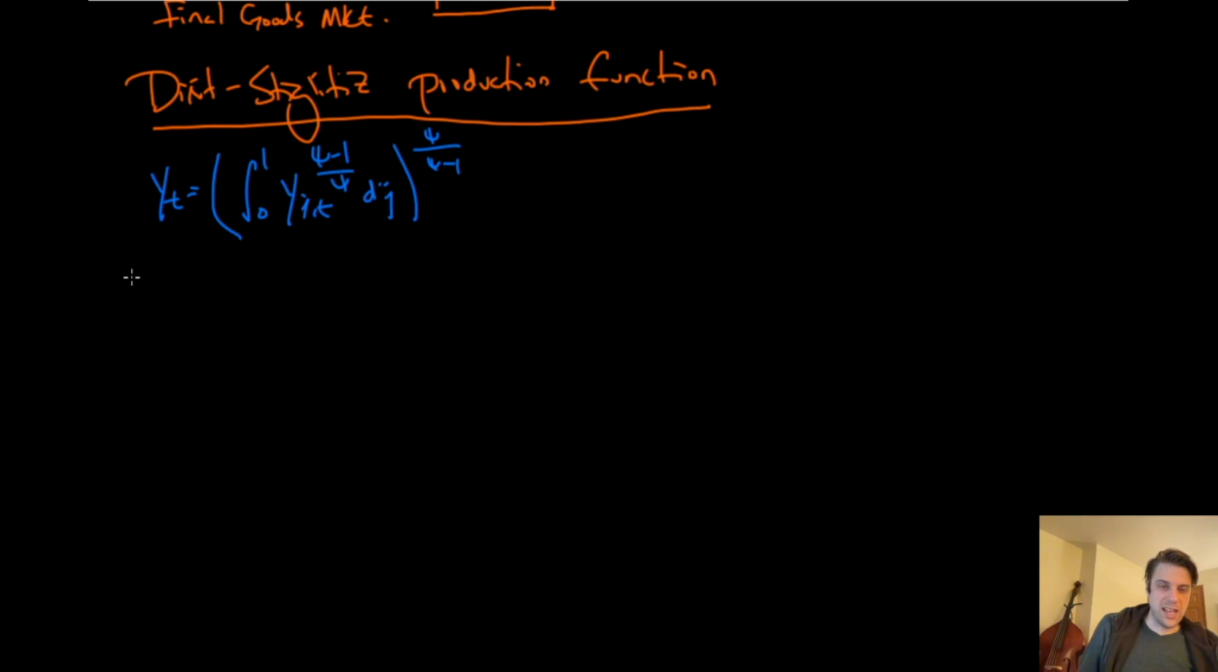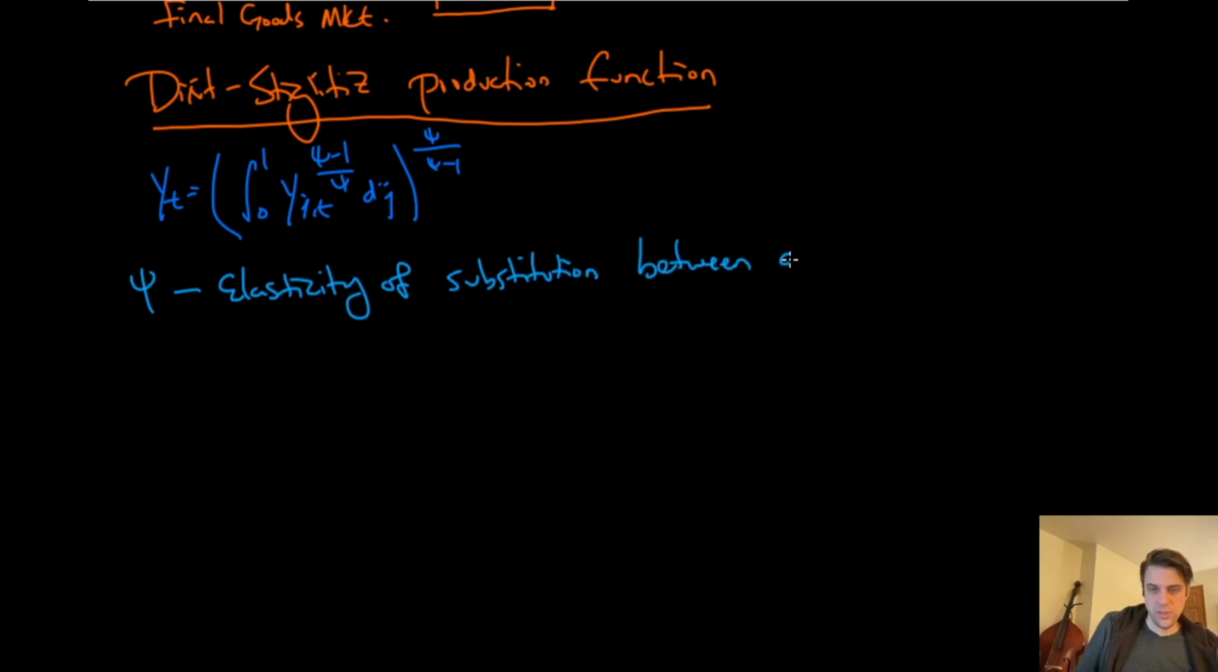What is psi? Psi is the elasticity of substitution between any two goods. Okay, so this isn't like a Hotelling model or something where there's a continuum of goods and goods over here are more similar and goods over there are more similar. No, just any two goods.